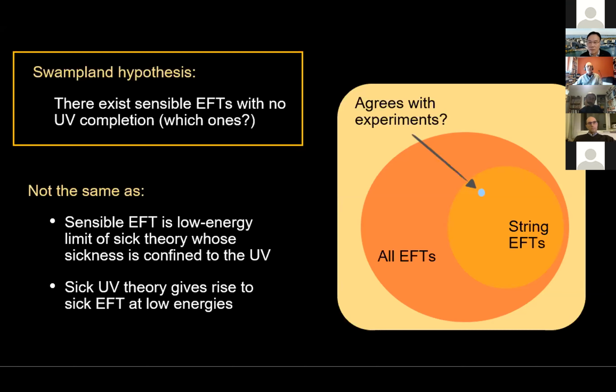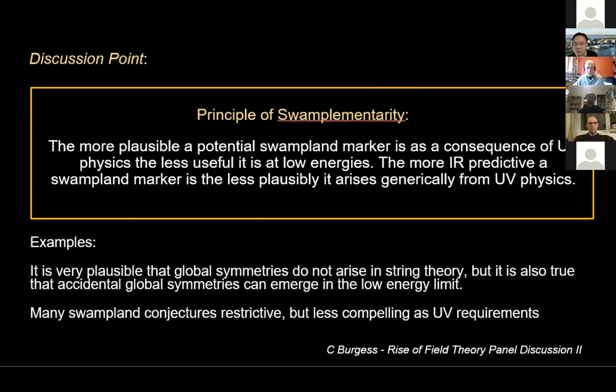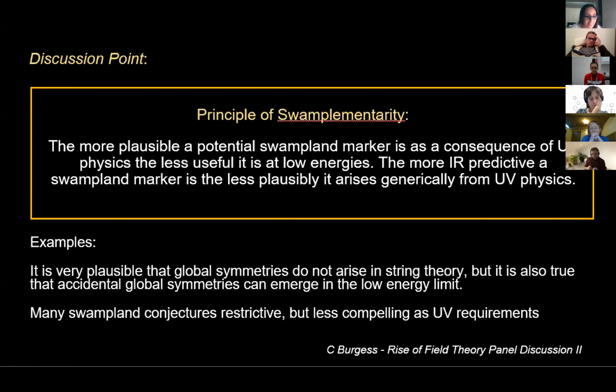So now the inflammatory kickoff. Let's coin the principle of swamplementarity. The assertion to be debated is that the more plausible a potential swampland marker is, so that's something which indicates that you have an effective field theory that is in the swampland, which is what we're trying to identify, the more plausible that marker is as a consequence of something like string theory, then the less useful it is at low energies. And conversely, the more predictive a candidate marker is in the IR, the less plausibly it arises from generic UV physics.